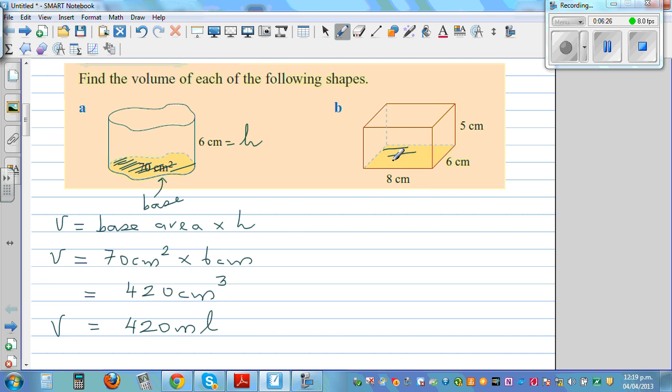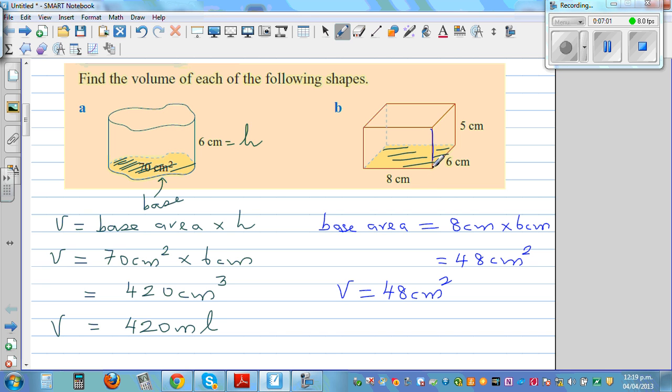So here, this is your base. We have to find the base area. So let me use a different color. Your base area is length times width, which is 8 centimeters times 6 centimeters, which is how much? Which is 48 centimeters squared.